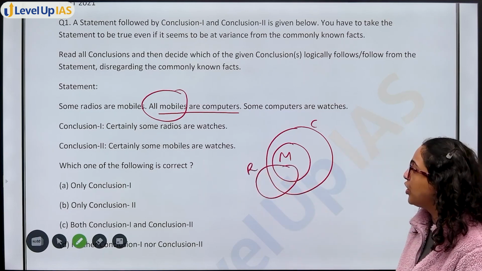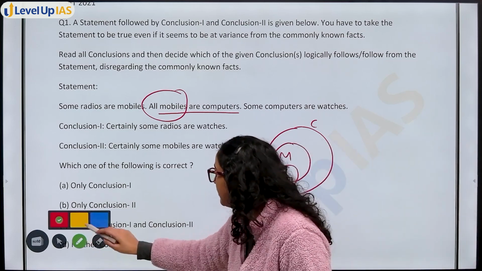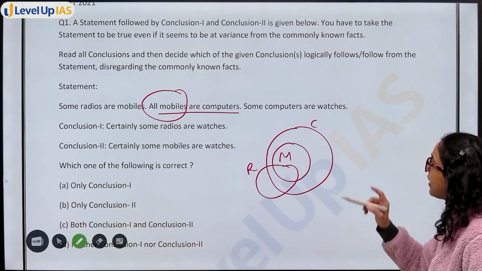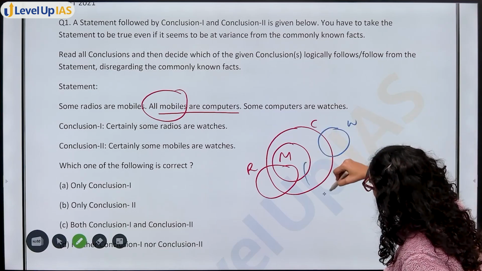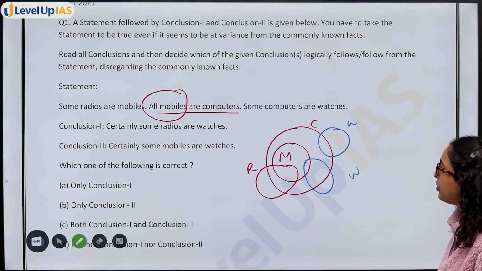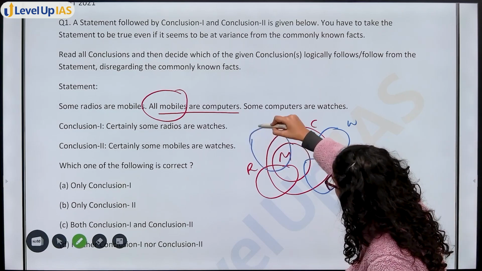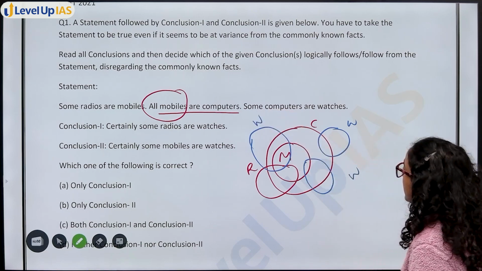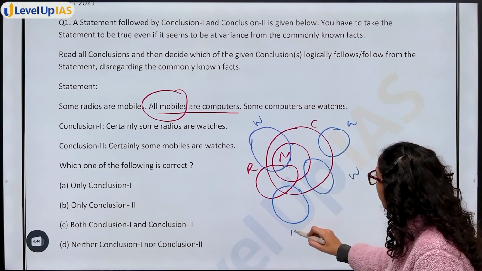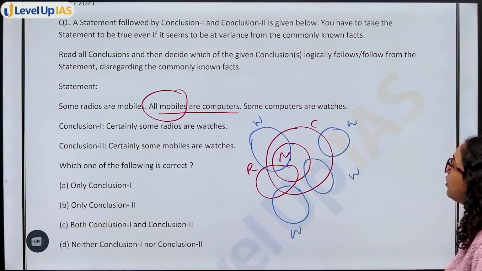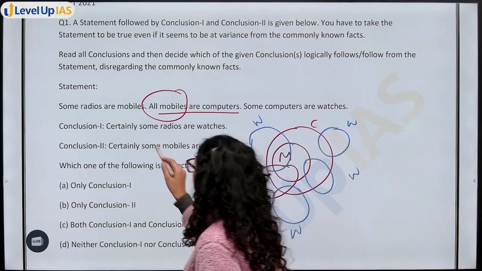Some computers are watches. Now you can have different cases of this. So first case is some computers are watches. You can have this. Then you can have this. Some computers are watches. You can also have it like this, watches. Okay, you can also have this where watches are common with radio and computers but not with mobiles. So you can have a lot of cases here, but what is the conclusion?